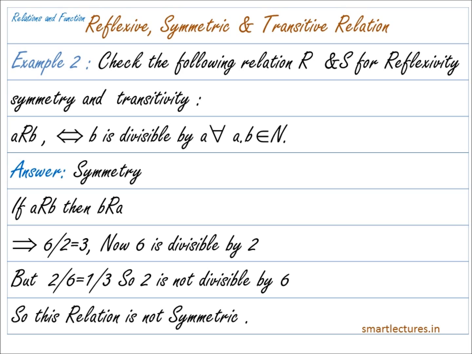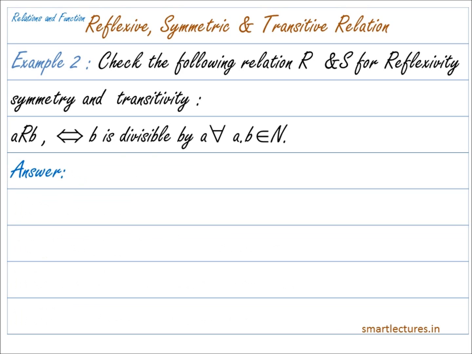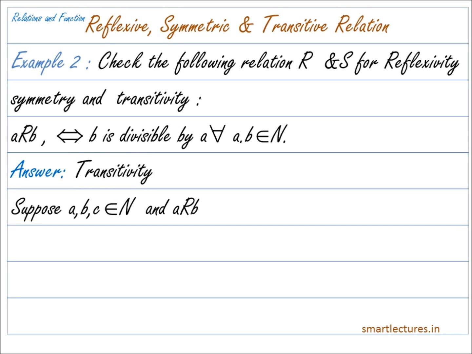Now let's check whether this relation is transitive or not. Suppose a, b, c belong to natural numbers, and a is related to b and b is related to c. If a is related to b, then that means b is divisible by a. That means b upon a is equal to a natural number m.